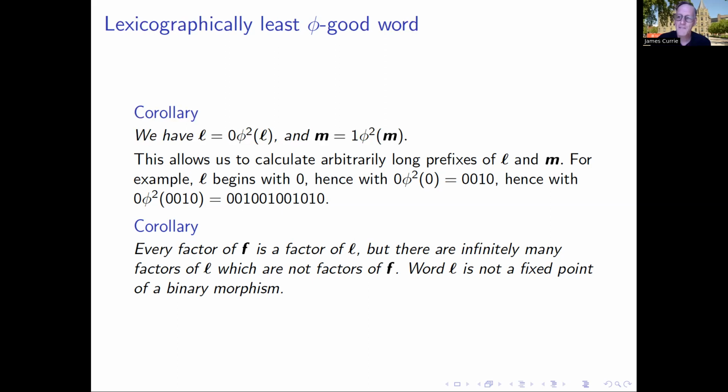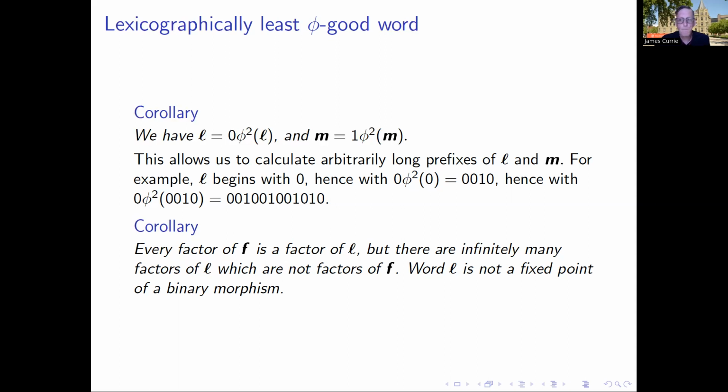It would be nice if L turned out to be the Fibonacci word, but actually, and this corollary, I'm not saying it's obvious, but it's true. Every factor of the Fibonacci word is a factor of L, but there are infinitely many factors of L which are not factors of the Fibonacci word. In fact, L is not the fixed point of a binary morphism.